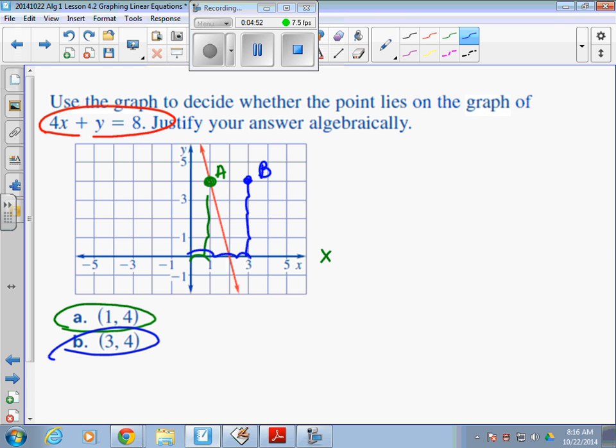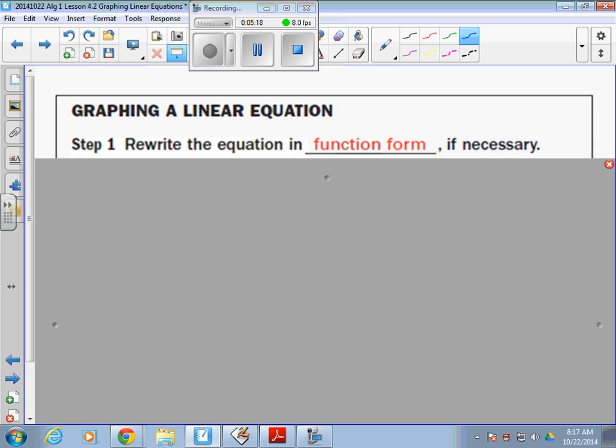That is not a solution because it does not fall on the equation. If you plug the values in, you plug in 1 in place of x and 4 in place of y for the first one. 1 times 4 is 4, plus 4 is going to be 8. That's a true statement. If you plug in the second one, 4 times 3 is 12, plus 4 is 16. That's not equal to 8. So, checking it both algebraically and using the picture itself.